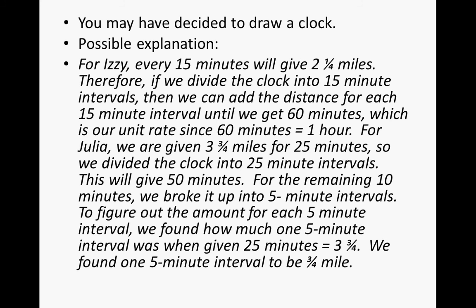For Julia, we are given 3 3/4 miles for 25 minutes. So we divided the clock into 25-minute intervals. This will give us 50 minutes. For the remaining 10 minutes, we break it up into 5-minute intervals. To figure out the amount for each 5-minute interval, we found out how much one 5-minute interval was when given 25 minutes is equal to 3 3/4. We find that one 5-minute interval to be 3/4 of a mile.